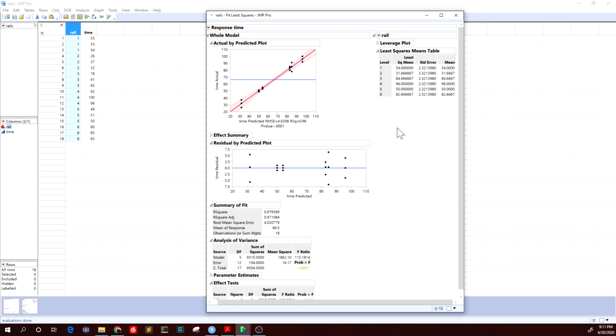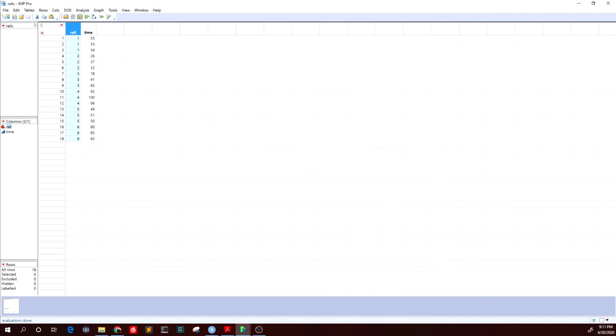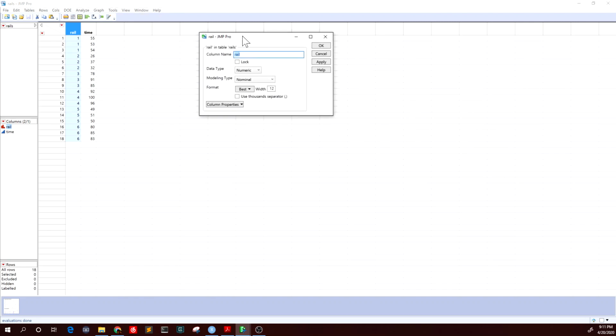And yeah, that's all for the ANOVA model output. And one thing you need to check is that if you fit the model for this factor variable, in this case it's rail, you need to make sure that in the column info, the modeling type is nominal. So by default, it's always continuous, but you need to change it to be nominal. Okay.